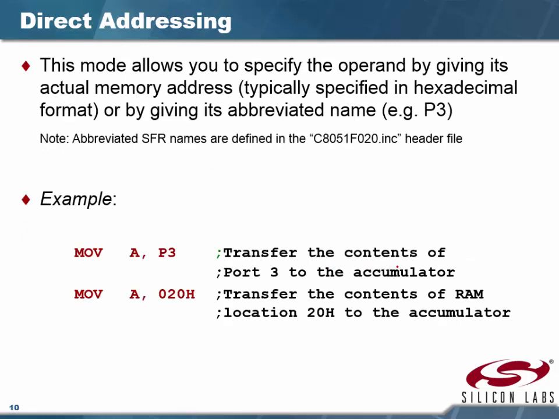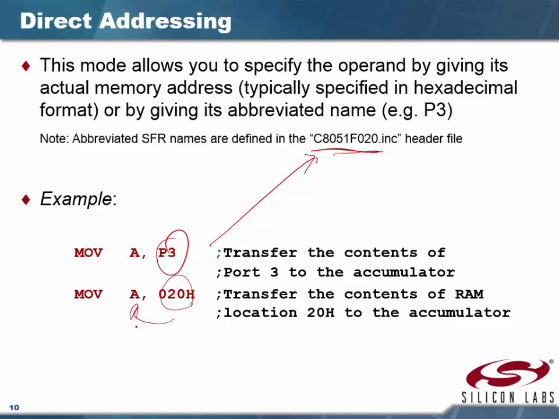Direct addressing means that we're going to move and we supply the memory address or abbreviated name. Now P3 is defined in this particular case in the C8051F028. We're using the 850, so we will include in our code a file called C8051F850.inc that specifies all these special function registers names, so we don't have to look them up in the table to know where they're at. So here we're going to transfer the contents of memory location 20 to A.